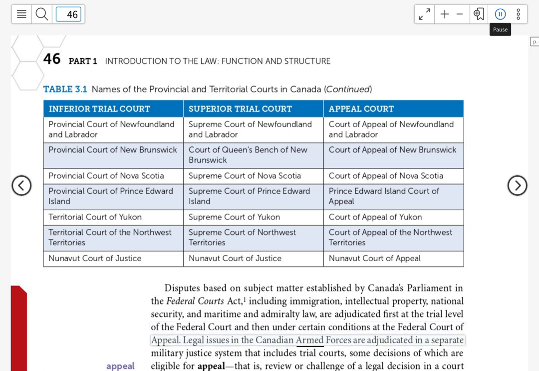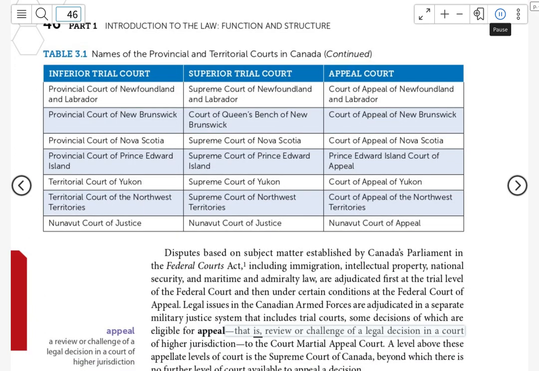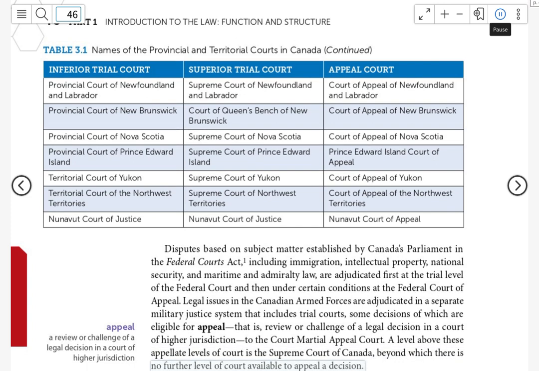Legal issues in the Canadian Armed Forces are adjudicated in a separate military justice system that includes trial courts, some decisions of which are eligible for appeal, that is, review or challenge of a legal decision in a court of higher jurisdiction, to the Court-Martial Appeal Court. A level above these appellate levels of court is the Supreme Court of Canada, beyond which there is no further level of court available to appeal a decision.